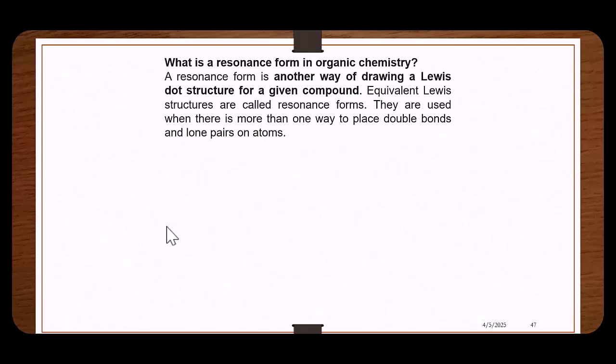So what is a resonant structure in organic chemistry? A resonant form is another way to draw a Lewis dot structure for a given compound. Equivalent Lewis structures are called resonant forms. They are used when there is more than one way to place double bonds or lone pairs on an atom. Let's take a look at the carbonate ion, which is CO3, the -2 charge.